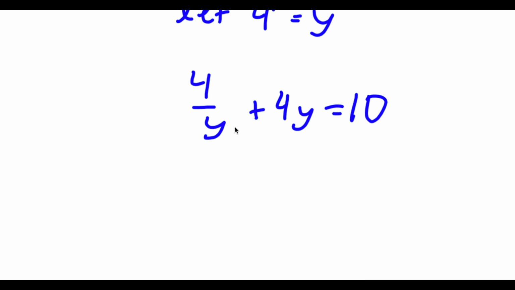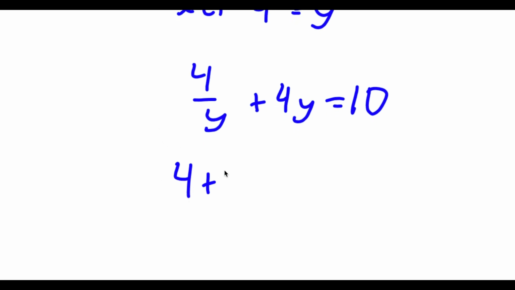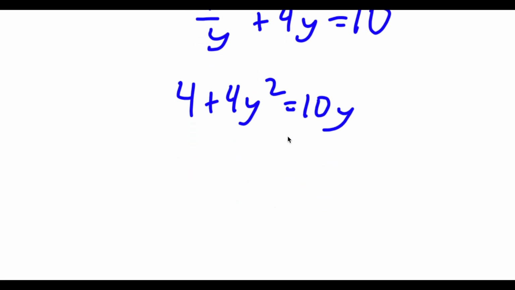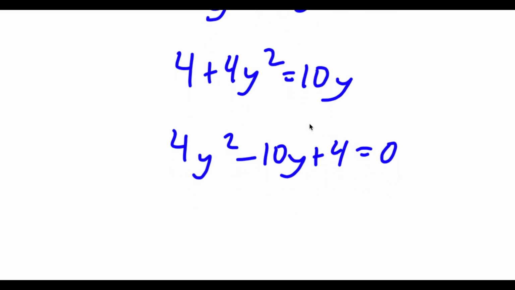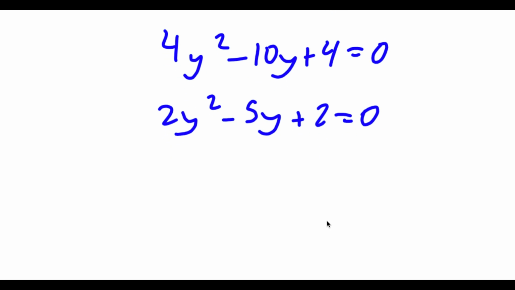Now if I multiply both sides by y, I get 4 plus 4y squared is equal to 10y. Now I can subtract 10y on both sides, so I get 4y squared minus 10y plus 4 is equal to 0. This is the same thing as 2y squared minus 5y plus 2 is equal to 0.